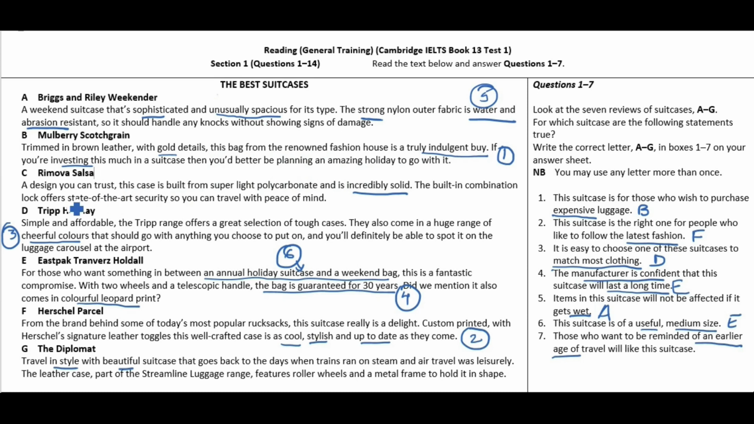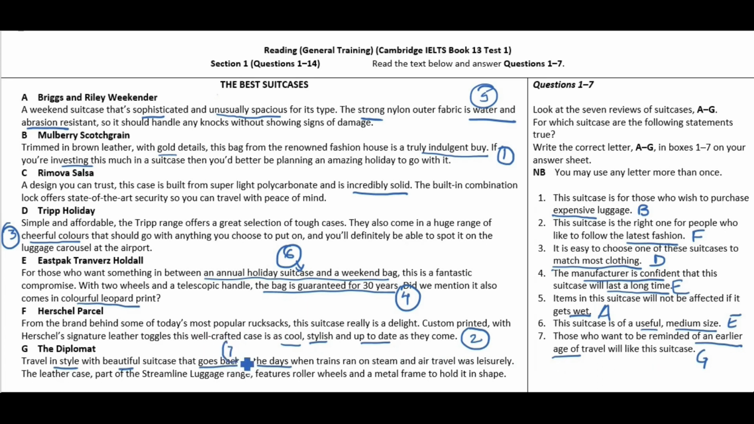Look at G. Goes back to the days. This is where I thought this could be my answer, so I'd start reading it. Travel in style with beautiful suitcase that goes back to the days when trains ran on steam and air travel was leisurely. Clearly this is about olden days. Reading through the rest of it, the leather case part of the streamlined luggage range features roller wheels and a metal frame to hold it in shape. This one is not relevant to our question number 7, but still this is certainly the answer. This is G, and this is where I had found the answer.